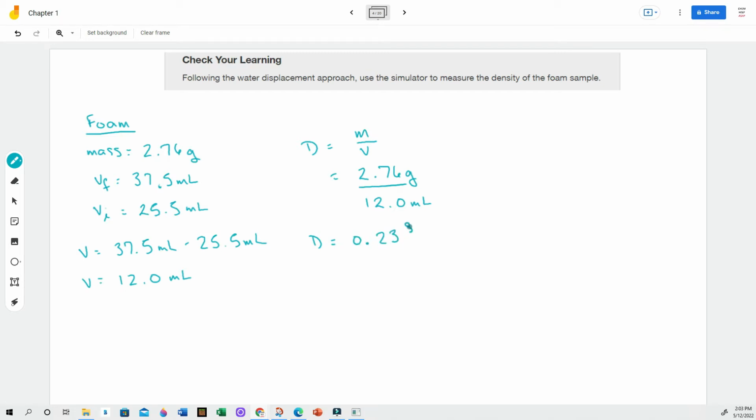0.23 grams per milliliter. For reasons that will become obvious when we learn about significant figures, we actually need 3 sig figs for this density, 0.230 grams per milliliter. That is density, and that now gives us 3 sig figs for our answer. Okay, great. Let's go on to our next problem.